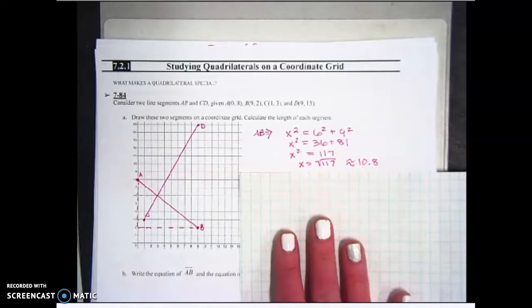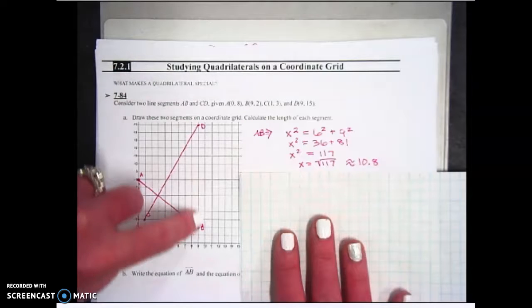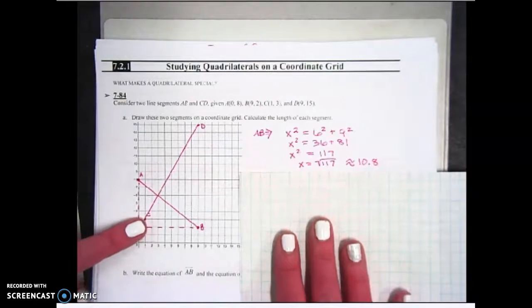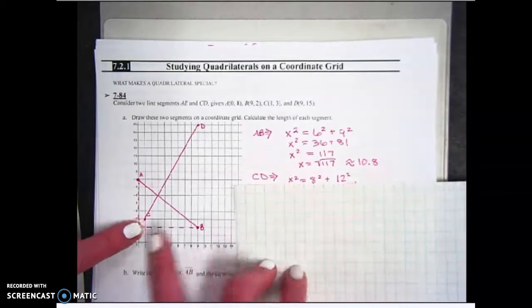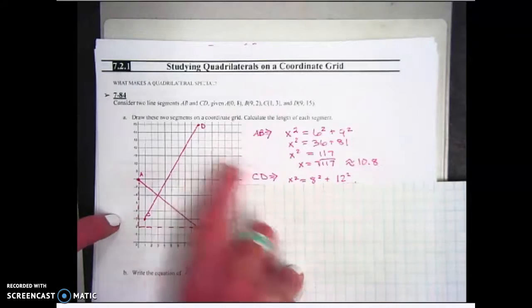Okay? Now we're going to do the same thing for segment CD. But that's going to create a bigger right triangle, right? If you want to draw it on your paper, you can. But I just counted from C over to here would be 8, and from here up to D would be 12.